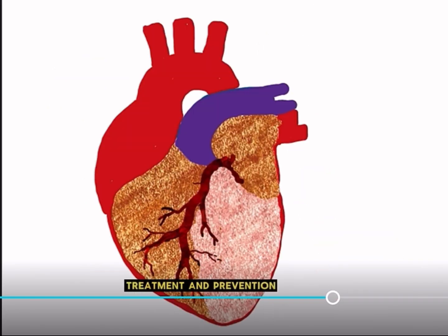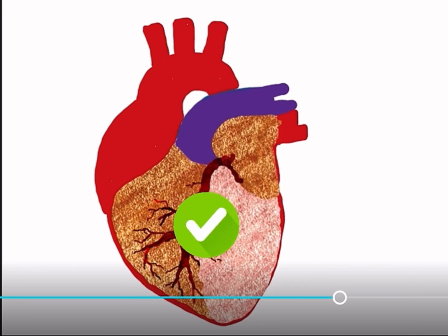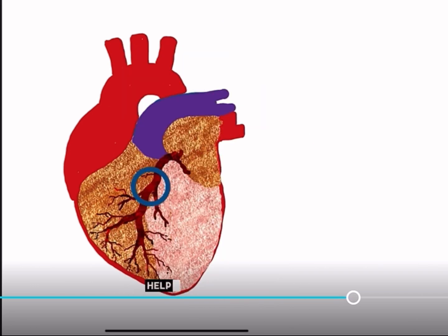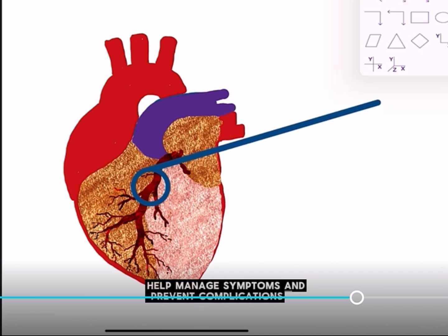Treatment and prevention. Healthy diet and exercise strengthen the heart and improve circulation. Quit smoking to reduce arterial damage. Medications like statins, beta blockers, and antiplatelets help manage symptoms and prevent complications.